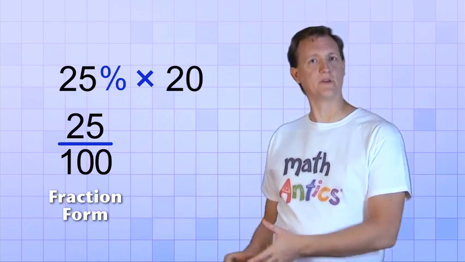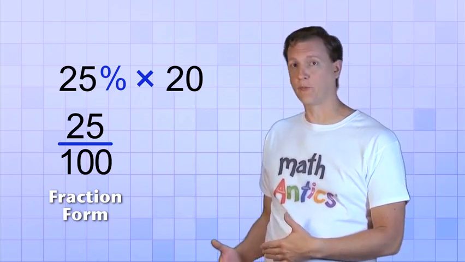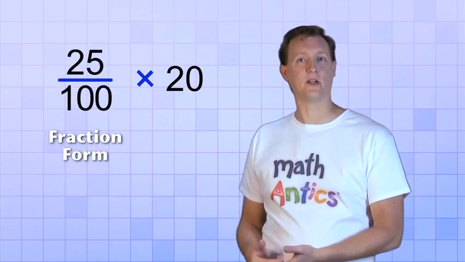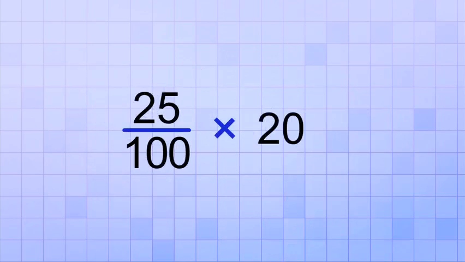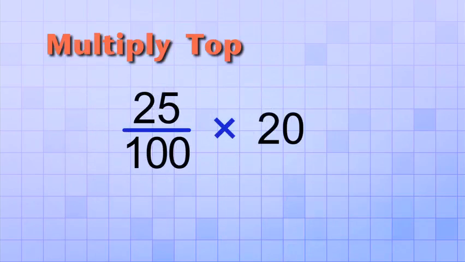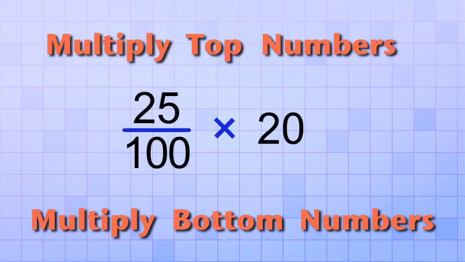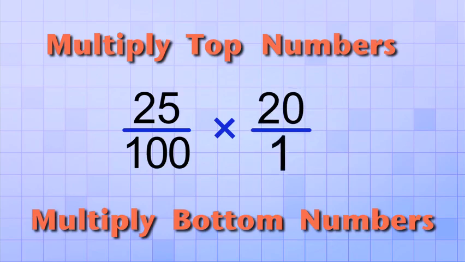Okay then, if we use the fraction form of our percent, then our problem becomes 25 over 100 times 20. Now that's a problem we know how to do. To multiply fractions, we just multiply the top numbers, and then we multiply the bottom numbers to get the answer. And we can just write 20 as a fraction by putting 1 as the bottom number, because 20 over 1 is the exact same value as 20.